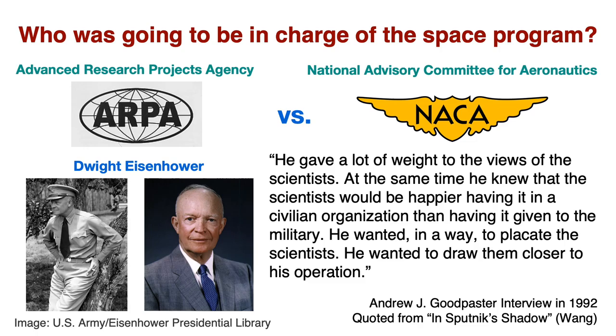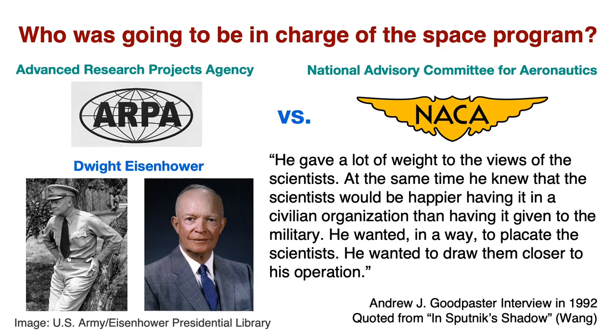Given Eisenhower's military background, one may think he preferred military control. However, this quote from the book In Sputnik's Shadow partly explains why he eventually decided on a civilian agency. Quote, "He gave a lot of weight to the views of the scientists. At the same time, he knew that the scientists would be happier having it in a civilian organization than having it given to the military. He wanted, in a way, to placate the scientists. He wanted to draw them closer to his operation."